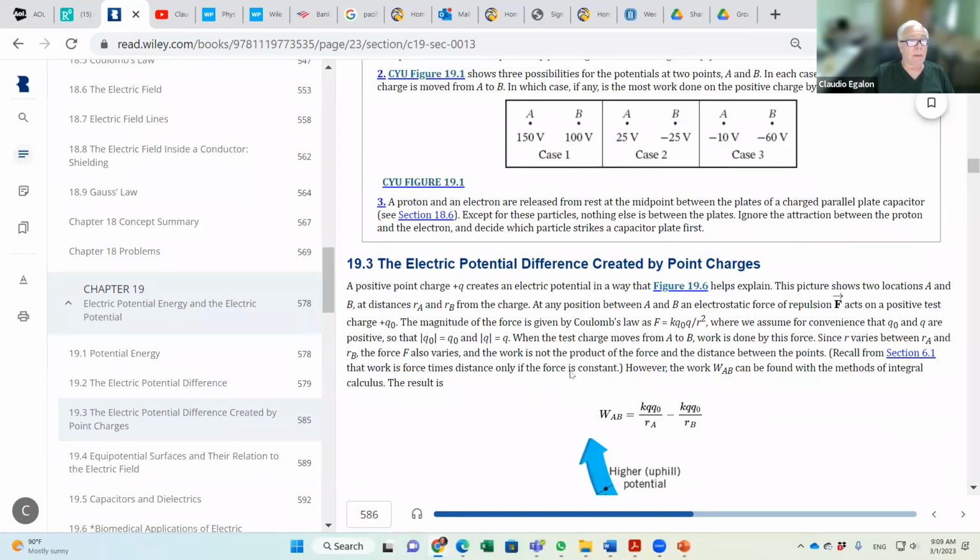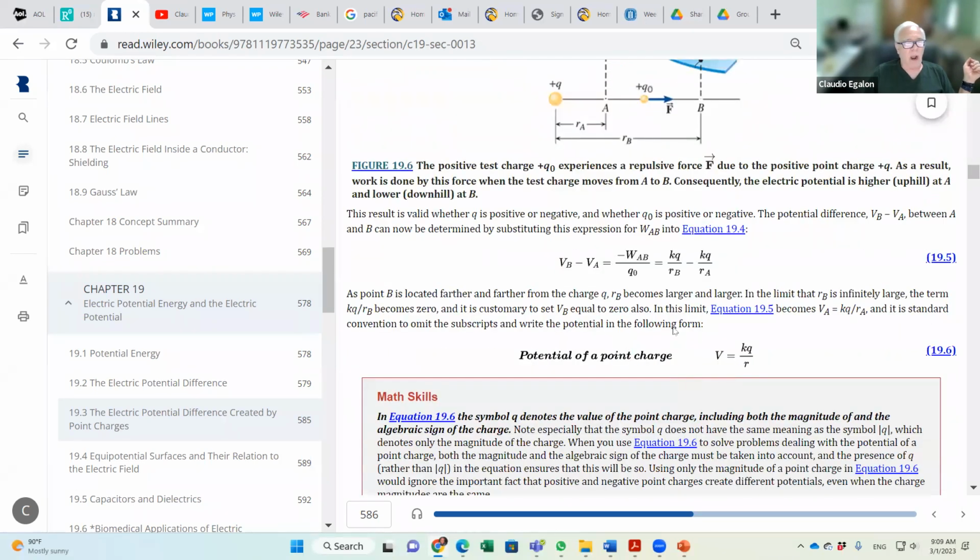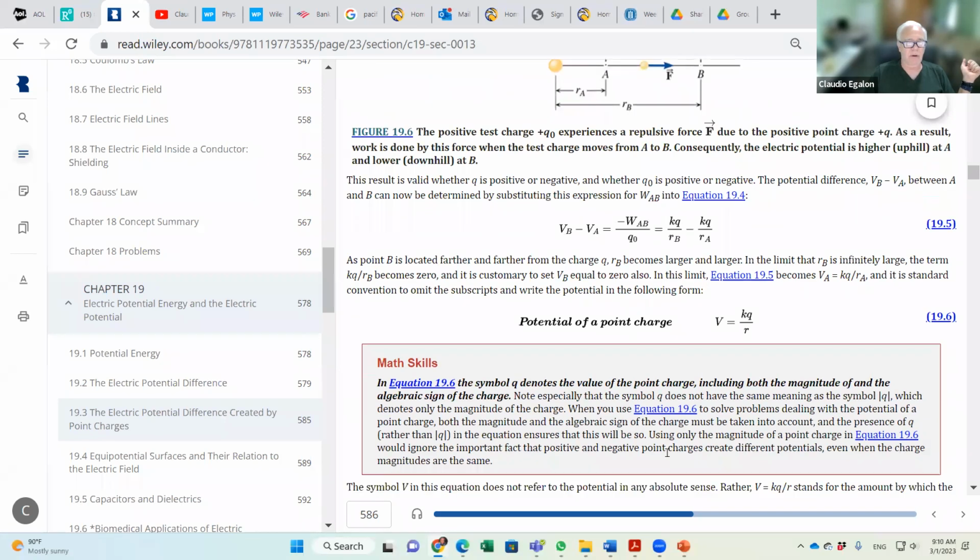Electric potential by point charges. You have to know the equations for two electric potentials: the electric potential of a uniform electric field, and the electric potential of a point charge, kQ over r. Here you go, electric potential of a point charge.